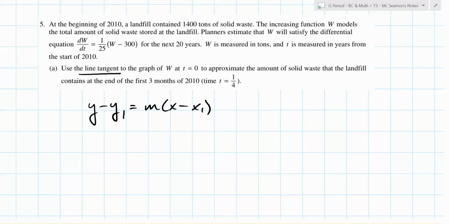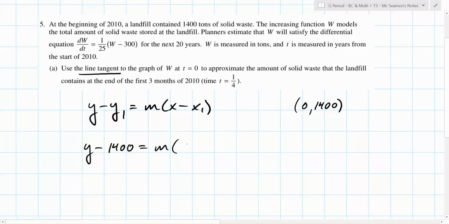You need 2 things to write this equation. You need a point and a slope. Do we know the point? Yes, we do. What's the point? 0 and 1400, right? Exactly. So y minus 1400 equals m times x minus what? Or in this case, we could call it w, right? And t minus what? 0.